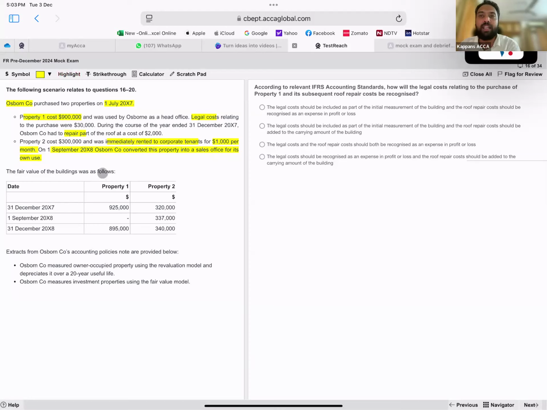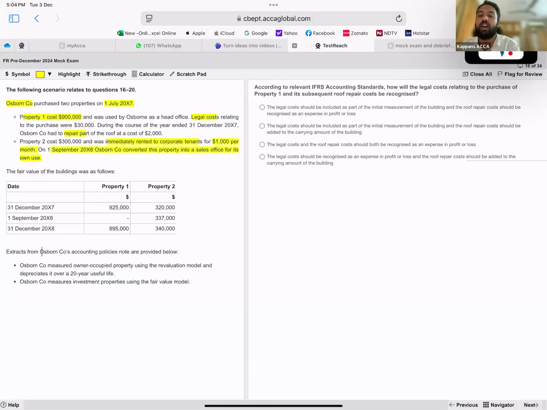The fair value of the buildings was as follows. Property 1: 31st December X7, 925,000; September X8, no information given; 31st December X8, 895,000. Property 2: 31st December X7, 320,000; 1st September X8, the date of change in use, 337,000; and 31st December X8, 340,000.